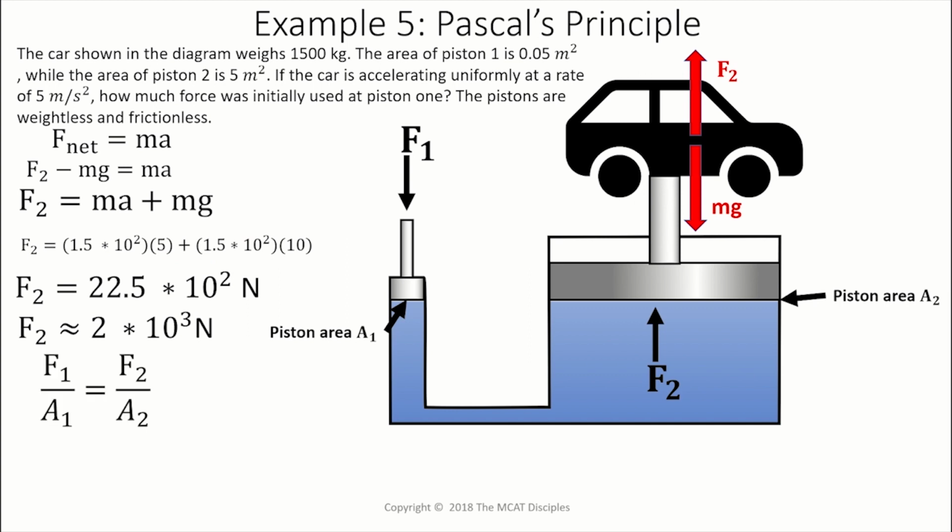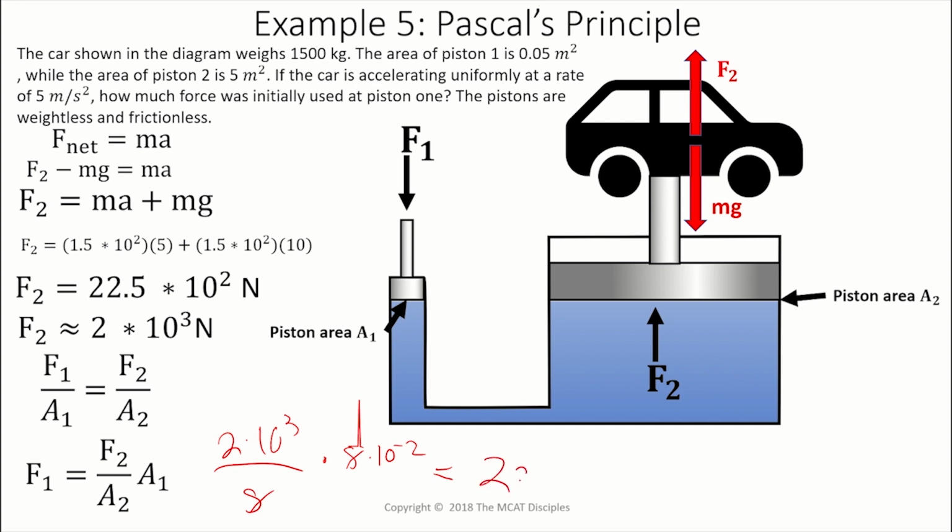We know that F1 over A1 is equal to F2 over A2. So we know that F1 is equal to F2 over A2 times A1. So we can start plugging in numbers here. We can say 2 times 10 to the 3 over A2, which is 5, multiplied by A1, which is 5 times 10 to the negative 2. So our 5's cancel out here. What we end up with is going to be 2 times 10 to the 1, or 20 newtons as our answer. So now you can see again that you can generate a lot of force with just a little bit of force on one end, and all that is really due to Pascal's principle, just the pressure being spread out undiminished from one point in the fluid to another.